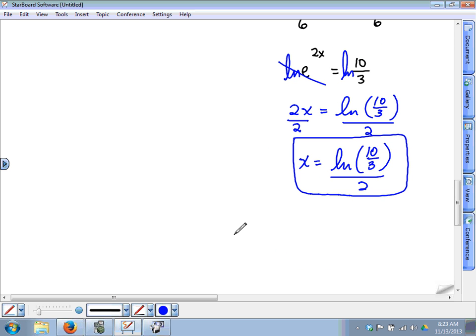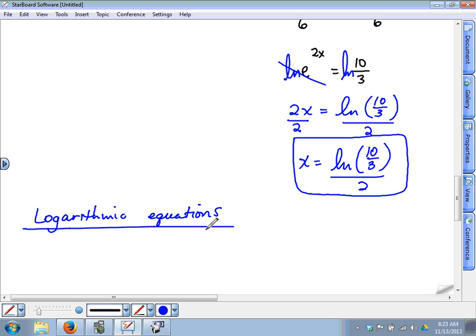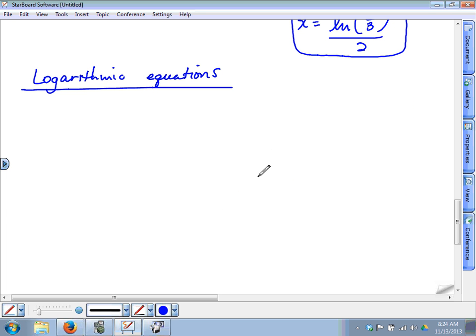That's really as bad as it gets for exponentials. Logarithmic equations are going to take a little bit more time. So, here we go. Let's get into logarithms. Logarithmic equations. It's not that these are more difficult, there's just more variations on what they look like. There's more variations on how to solve them. So we're going to have to do a few more examples of logarithmic equations than we did for exponentials.